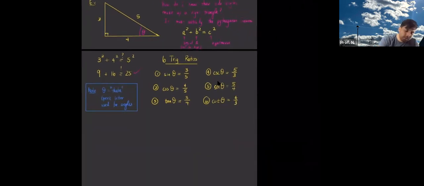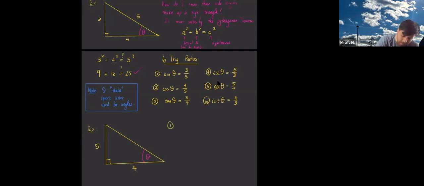Okay, let's see a few more things here. So what if I have something like this? 4, 5, theta. How do I find the 6 trig ratios for this one? So I want to find sine theta. I want to find cosine theta. And I want to find tangent.